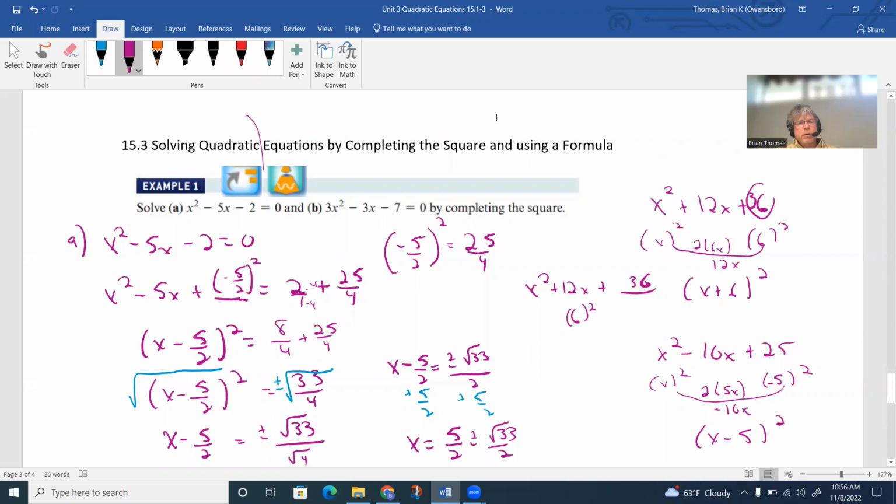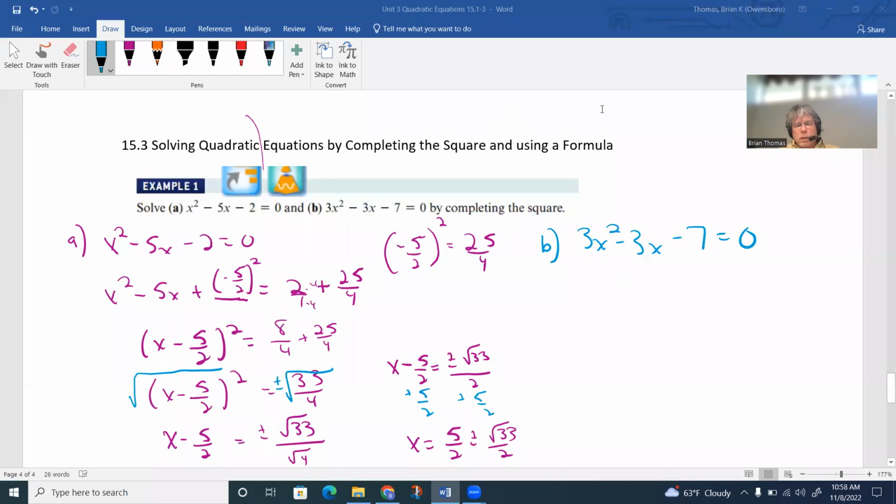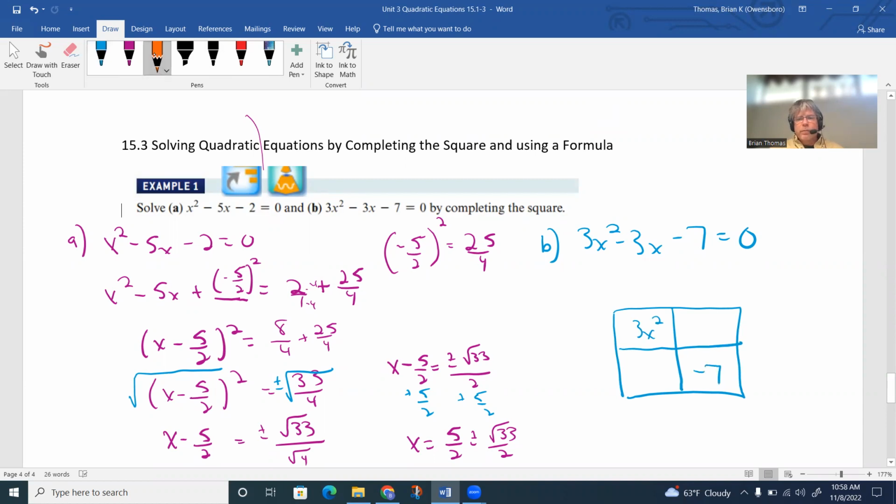Let me see if I can do another example here. I'm going to pause this for a second. So look at this: 3x squared minus 3x minus 7 is equal to 0. If we want to try to solve this by factoring, we have this quadratic term here and this -7 here. And then 3 times -7 would be -21. And so what we're trying to do is find the factors of -21 to add up to -3.